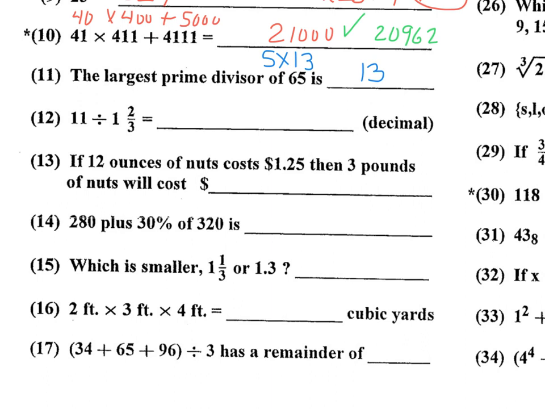Number 12, 11 divided by 1 2/3. Think of 1 2/3 as 5 over 3. When you divide by 5 over 3, you multiply by 3/5. And 3/5 is 0.6. Notice that we want the answer as a decimal. 11 times 0.6 would be 6.6 as a decimal.